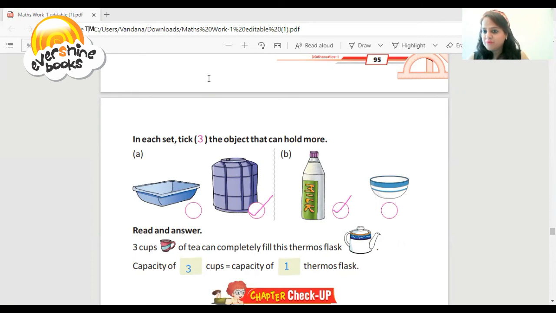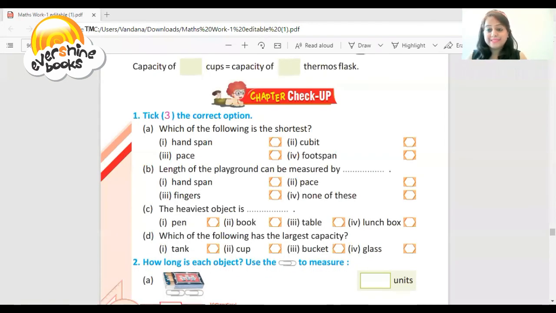Okay, students, have you understood? Very good. Now students, it's your interesting activity. I want to check you all about this chapter, measurement. So, pick the correct option. Which of the following is the shortest? Handspan, pace, cubit, foot span. Handspan is the shortest. Okay, so just take the answer.